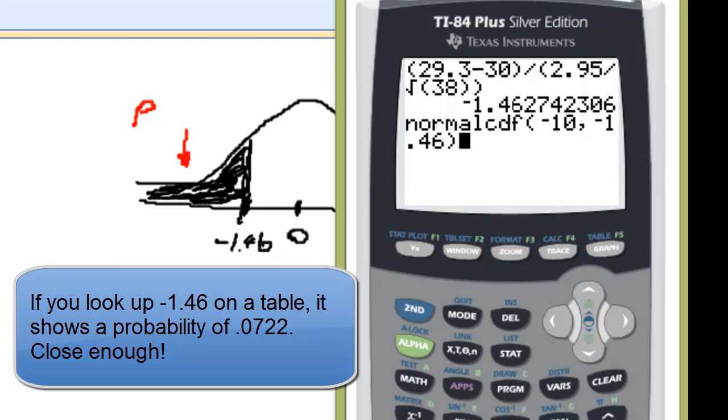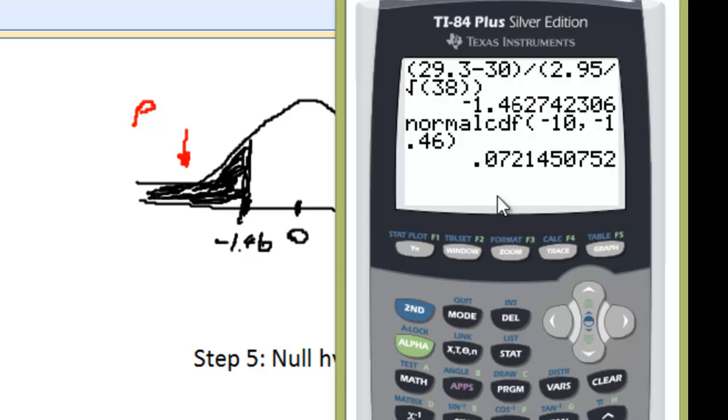Close off that parentheses. That's all we need to do. And press enter. And you can see that our z-value, our probability, our area, is 0.0721. We'll go out to 4 decimal places. So 0.0721. All right, that is our p-value.